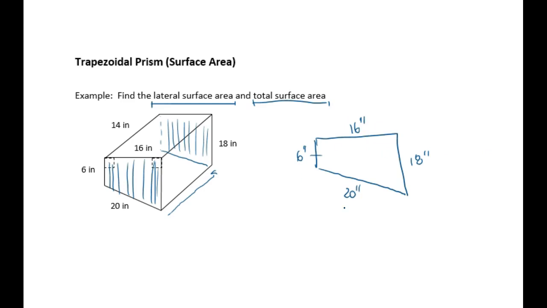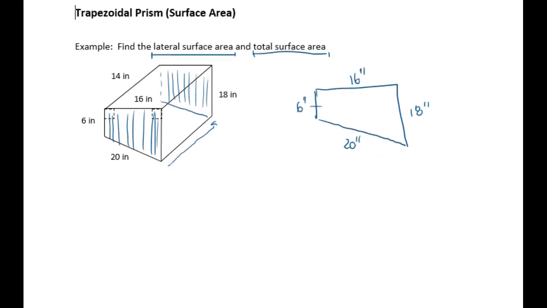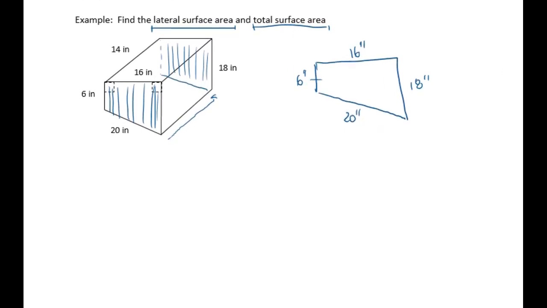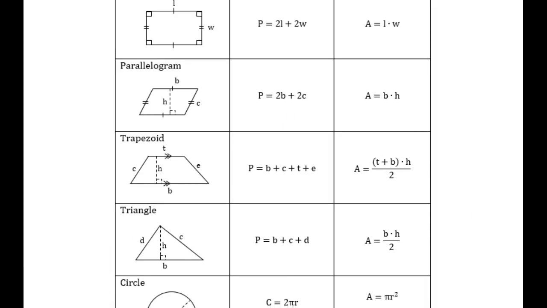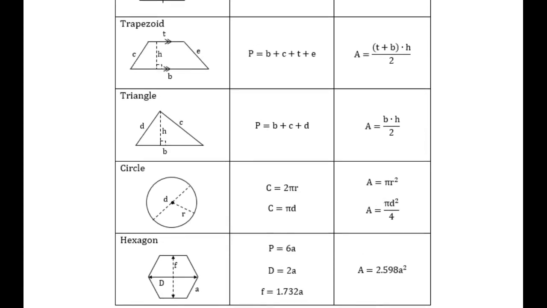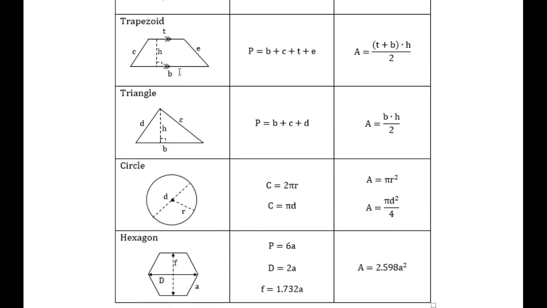Looking at our units, they're all in the same unit, so I don't have to do any conversions. So let's find the perimeter and the area of this particular shape. Let's start with perimeter. We can go to our reference sheet and look at a trapezoid. So a trapezoid is right here, the idea that we have 2 parallel sides and then 2 other sides associated with it, so top and the bottom. Our perimeter is just adding up all of our sides.